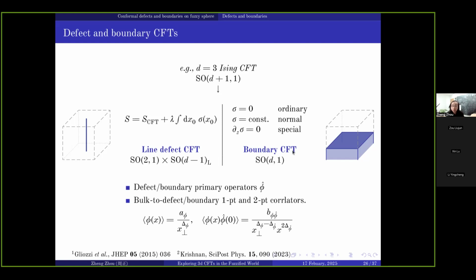For boundaries, by taking a semi-infinite space and setting different boundary conditions on the boundary, we can get different boundary CFTs with a conformal symmetry SO(d,1). There can also be boundary primaries and bulk to boundary one-point and two-point correlators.